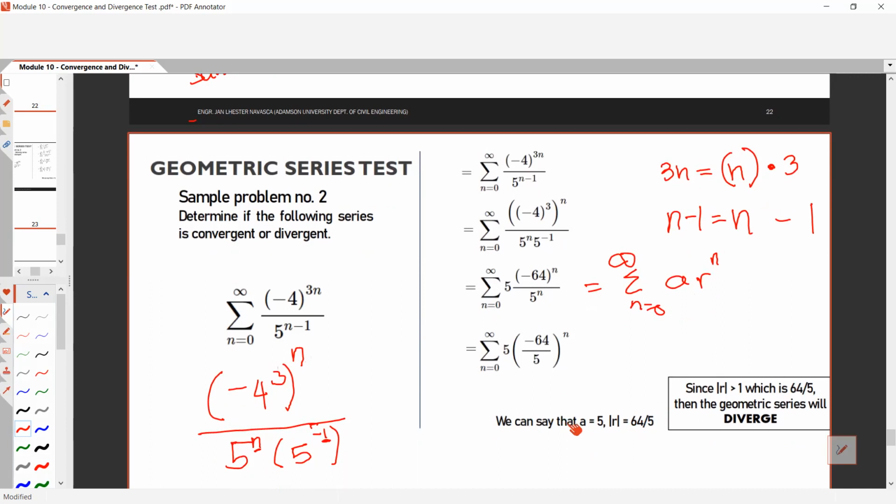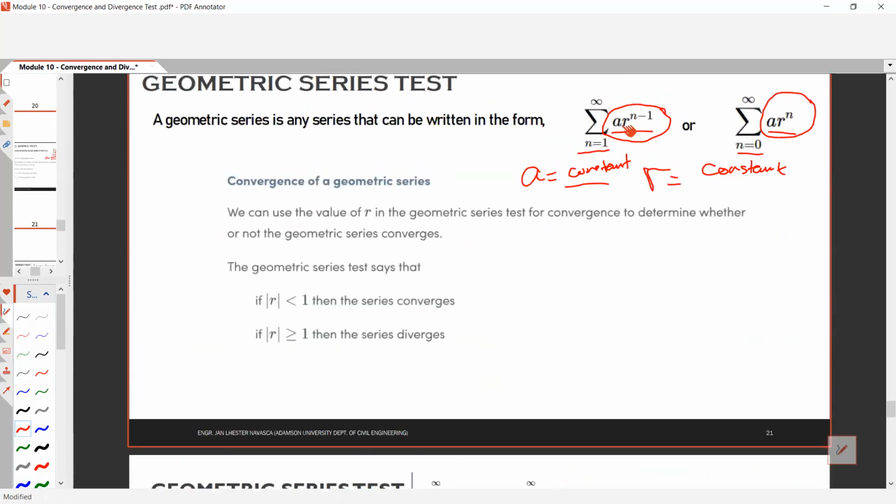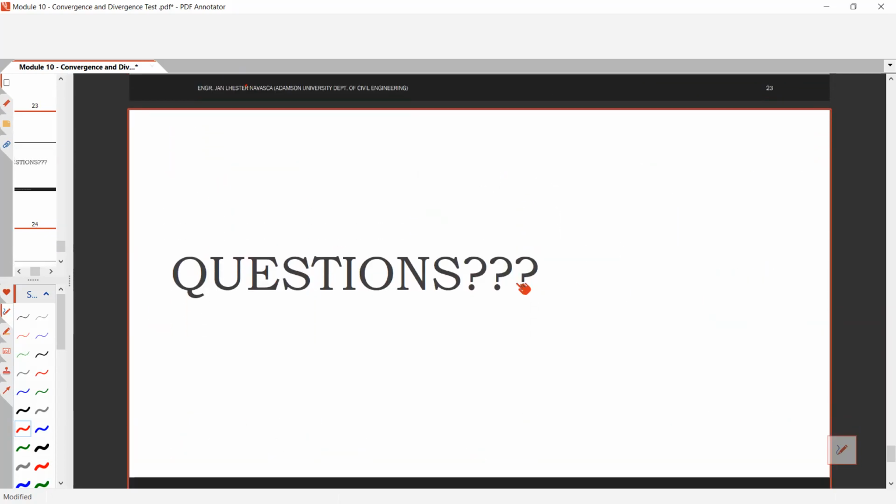So that's all. You will simplify your series into geometric series form, a multiplied by r raised to n, starting from n equals 0 to infinity, or a times r raised to n minus 1, starting from n equals 1 to infinity. So there are only two forms, starting from 1 or starting from 0. Then take the absolute value of r and compare it to 1. If less than 1, it is converging. If greater than 1, it is diverging. Okay, do you have questions for this class?